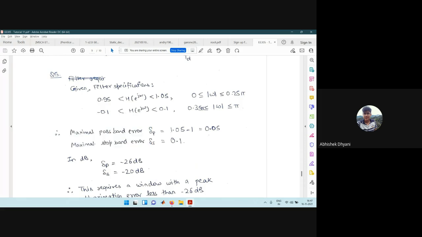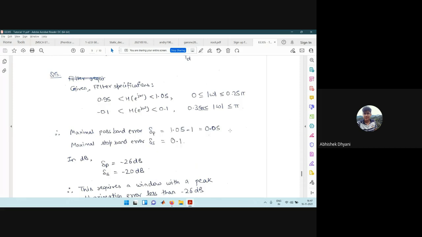And similarly, there was delta 2, which here is the maximal stop band error, delta S. And that is just given to us, 0.1, right? Because in the stop band, we have from minus 0.1 to 0.1. So we have calculated these two parameters first.